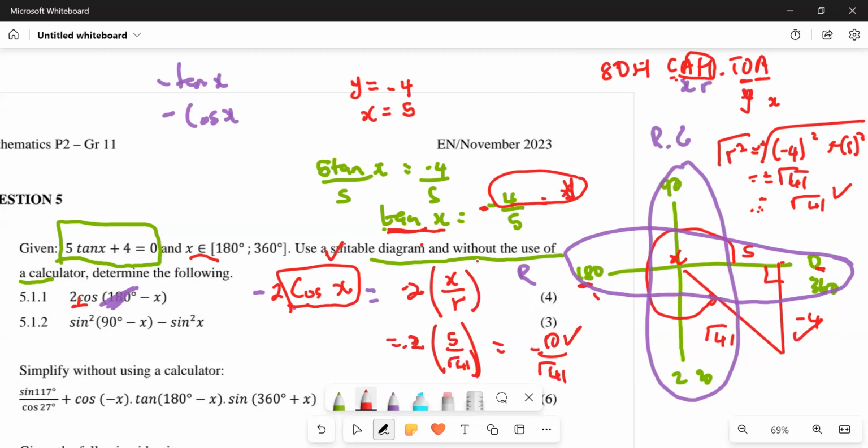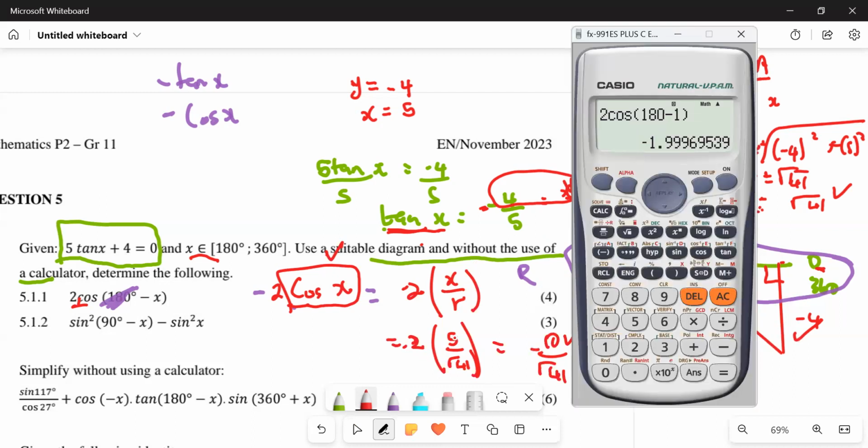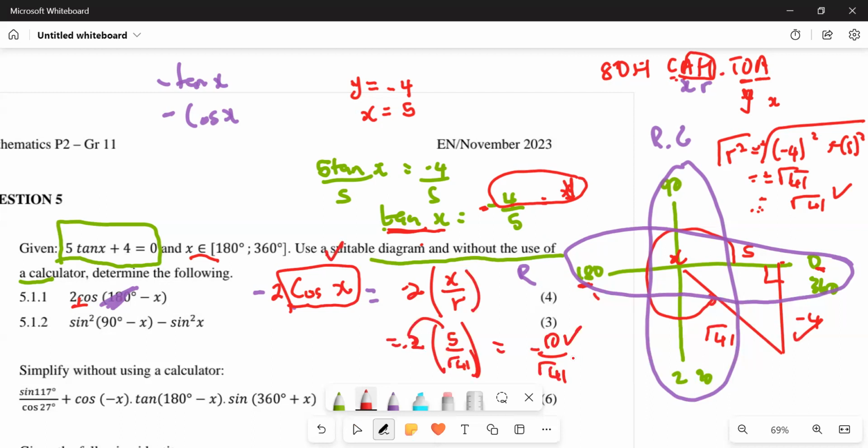Minus 2 root 41. What do you get on your calculator? I just type, I assume, minus 2 root 41, yes. Root 41, all over 41. Okay, but this is the correct answer. And then it seems your casual calculator doesn't allow you to leave your answer irrational. So it rationalizes. You can't have a square root in the denominator. So you're getting minus 10 root 41 all over 41.